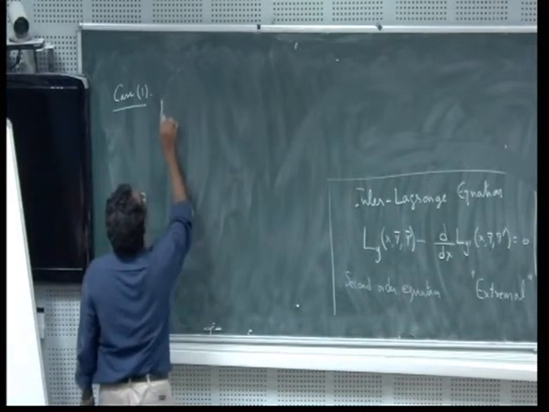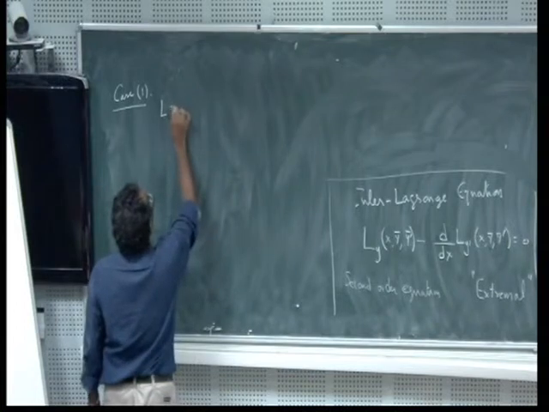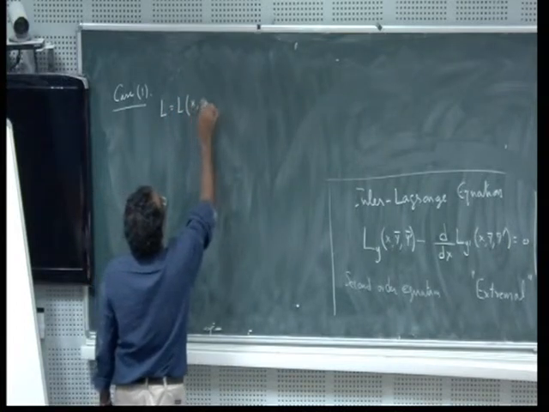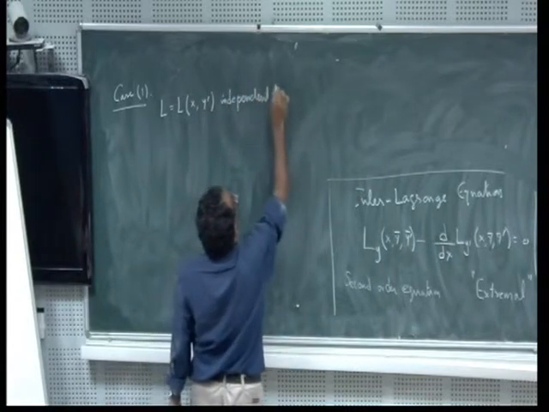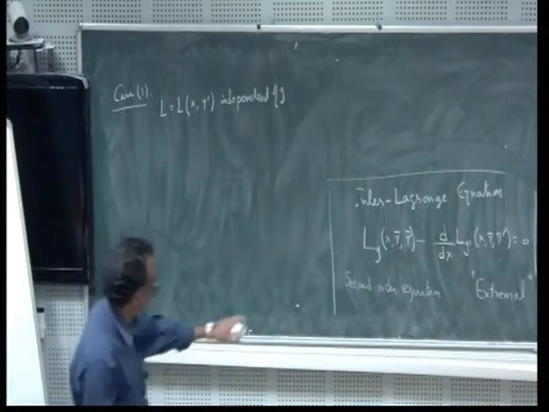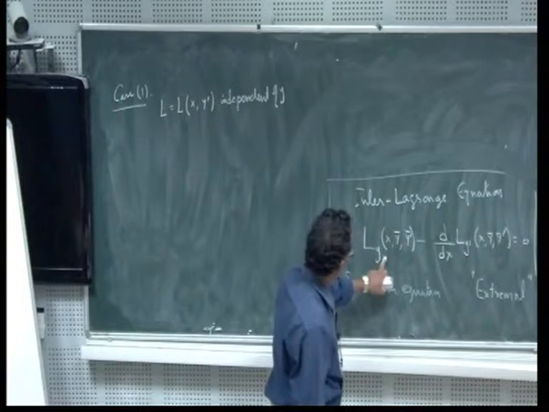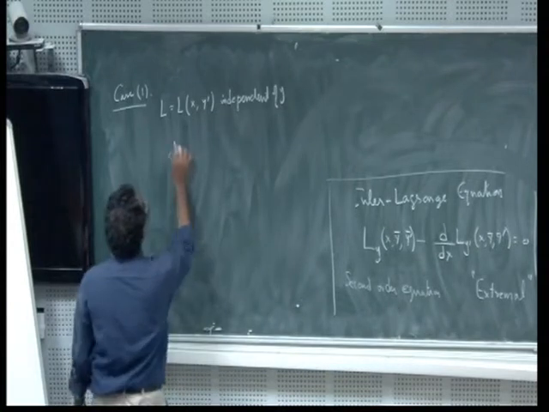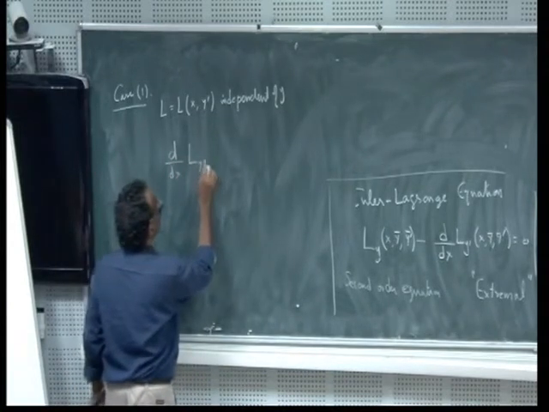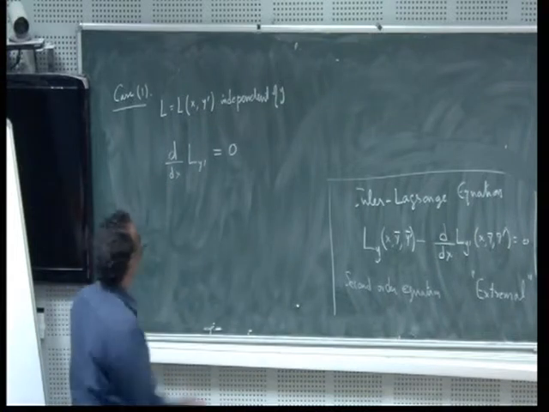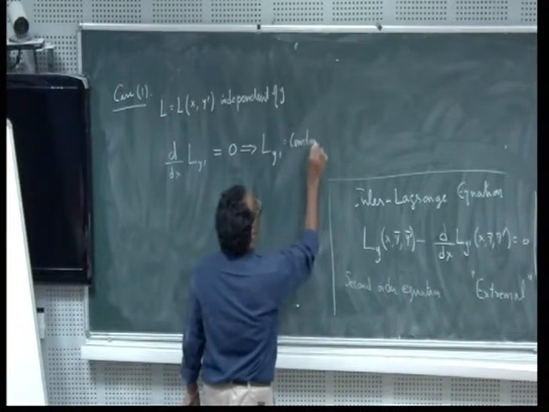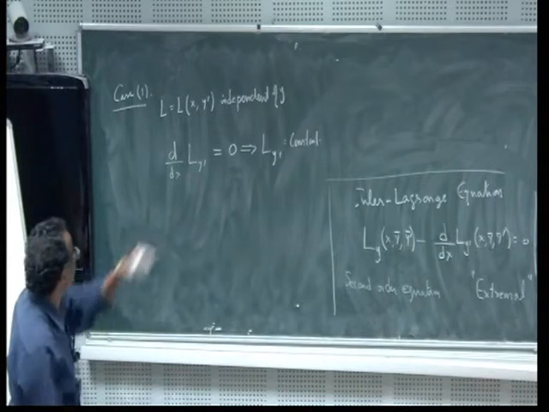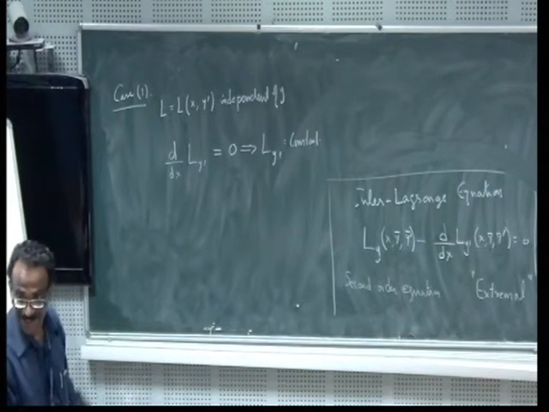Suppose L is independent of y, L is equal to L(x, y'), independent of y. In that case, how does the Euler-Lagrange equation look like? This term will be zero because L is independent of y, so you will have d by dx of L_y' is 0. That implies L_y' is constant. Let's keep that. The significance, I will do in the special case. Then you will see the notion.